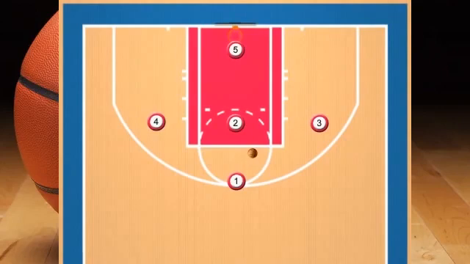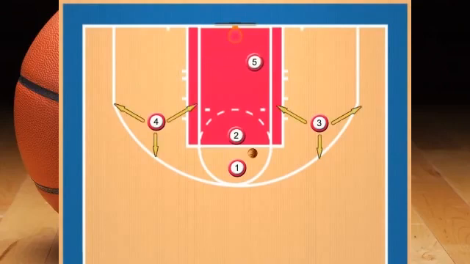1-3-1 zone defense rules. Number 1. No direct passes. Your defense must not allow any straight line passes. They must stay in the passing lane and force the opposition to make high lob passes and slow bounce passes.